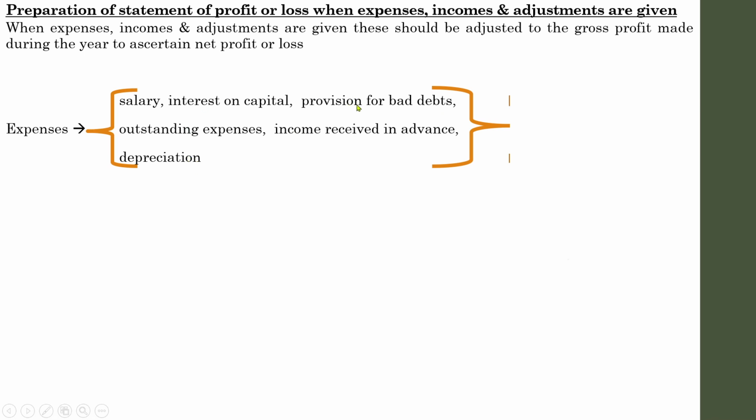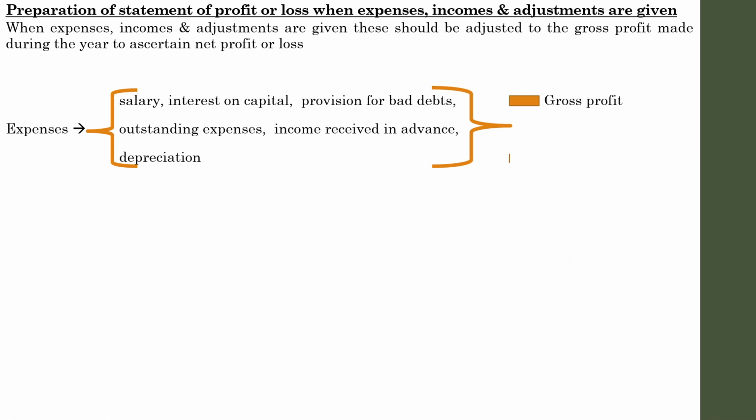Here in these expenses, remember these two terms: outstanding expenses. Outstanding expenses doesn't mean an issue regarding the practical case, because it's an expense. But income received in advance, consider it as an expense. Depreciation, consider it as an expense. So remember these terms: salary, interest on capital, provision for bad debts, outstanding expenses, income received in advance, and depreciation. Whenever you come across these items, you have to deduct them from gross profit.